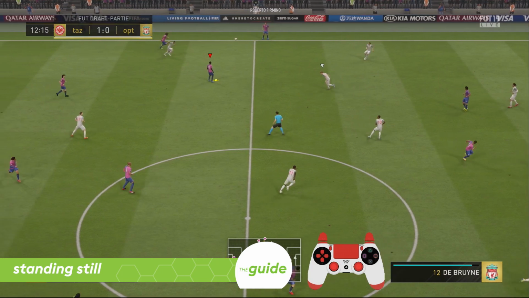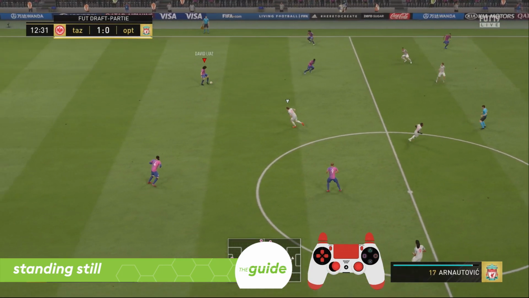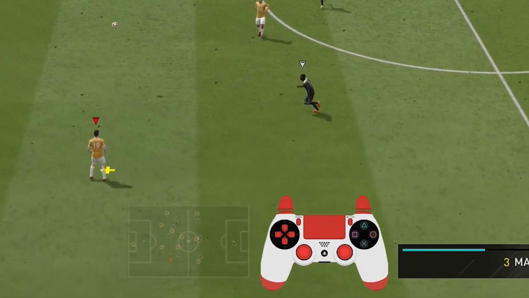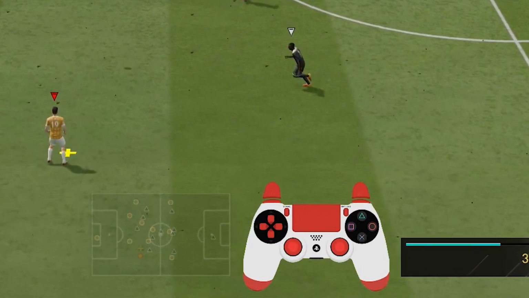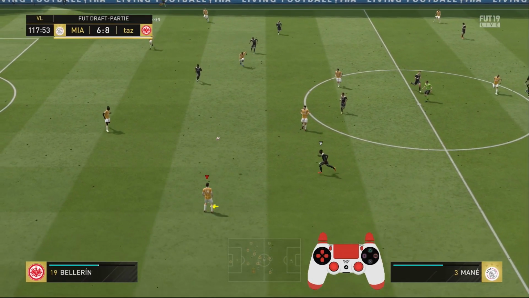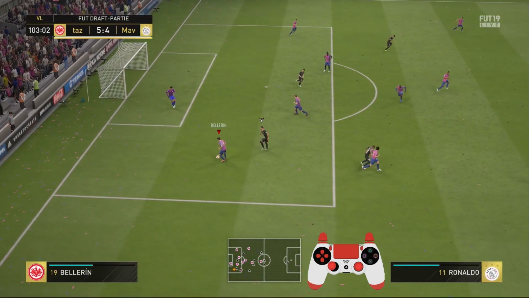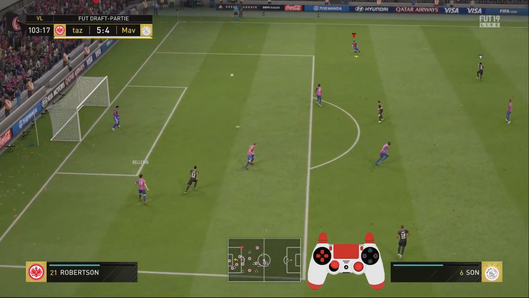This technique is highly underrated but can help you a lot in different situations. Standing still, just do no input at all with the left stick. Since no turn is required or any other movement, this increases the chance of a good touch. So this technique is most applicable when you think that a pass is hard to control.